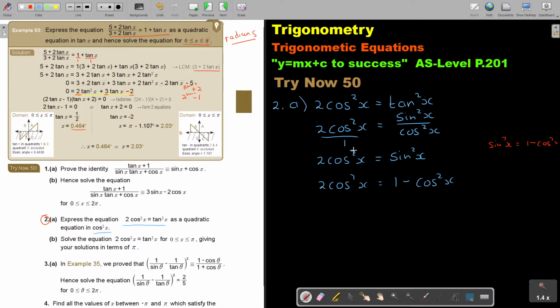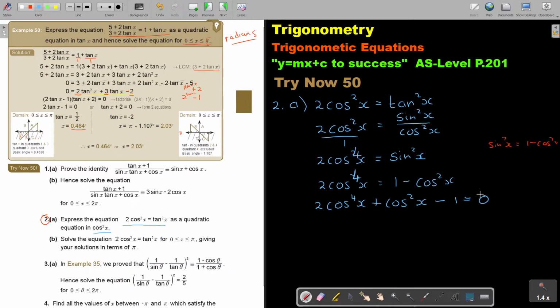Oh, sorry, this one must not be 2. Do you see I'm out? So this must be 4. Because there was cos squared x times 2 cos squared x, which must be 2 cos to the power 4 x. Now I take everything over. So 2 cos^4 x plus cos squared x minus 1, and that is equal to 0.